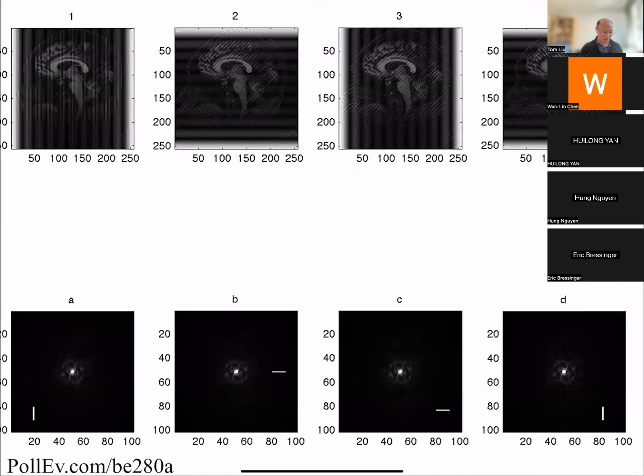Okay, the last one is 1, 2, 3, and 4, going with A, B, C, and D. Go ahead and take some time and look at that, and we'll regroup once we've gotten some responses on that.